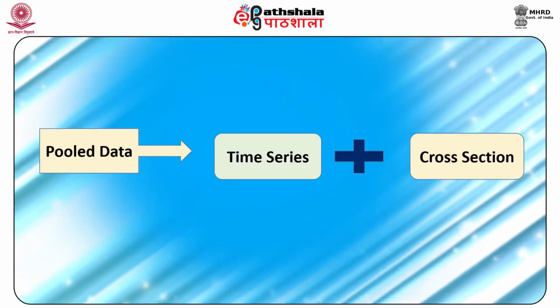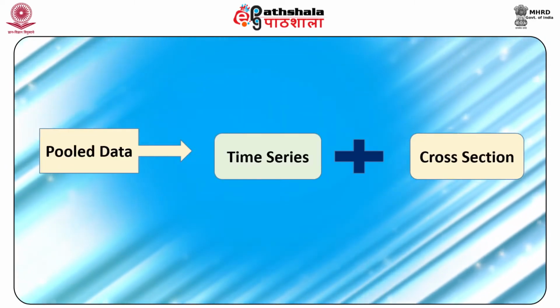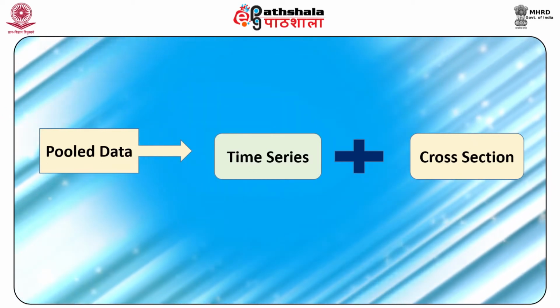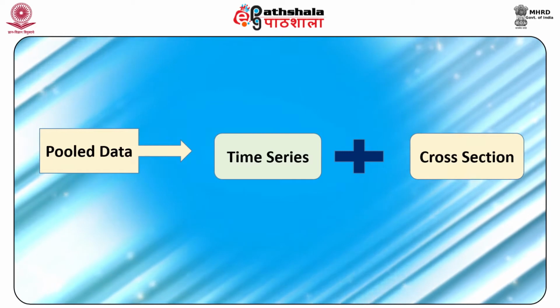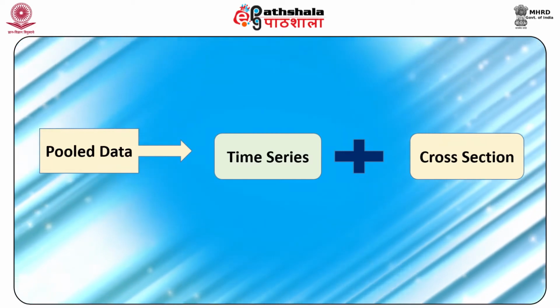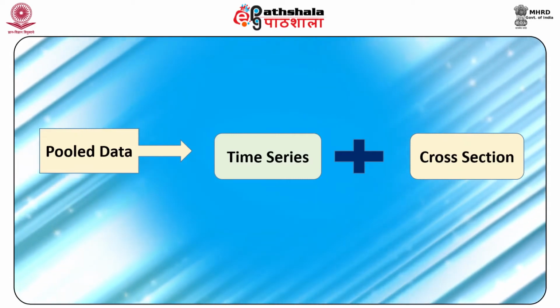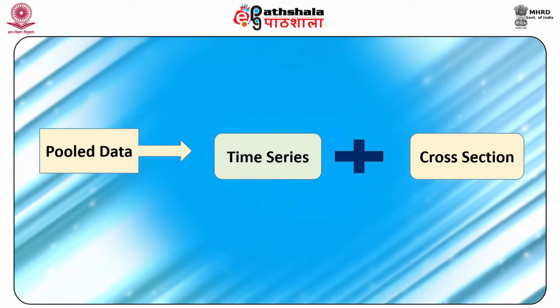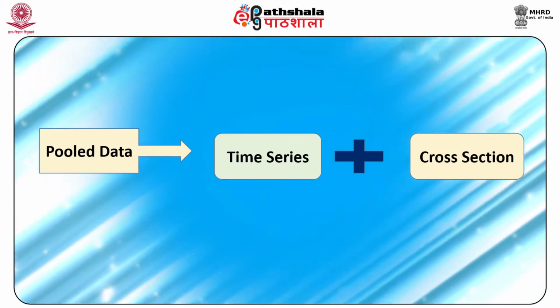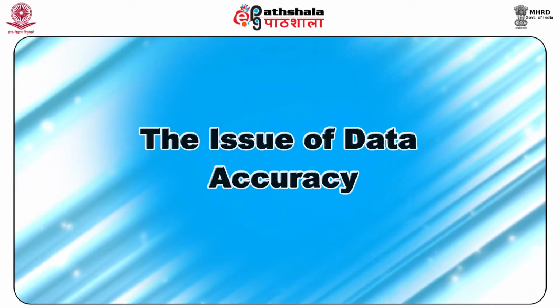Pooled data is a combination of both the time series and cross-sectional data. For example, we can have data on the price and output of different varieties of clothes for a time period of say 10 years, which could be sales of different firms over a 10 year period producing the same commodities.